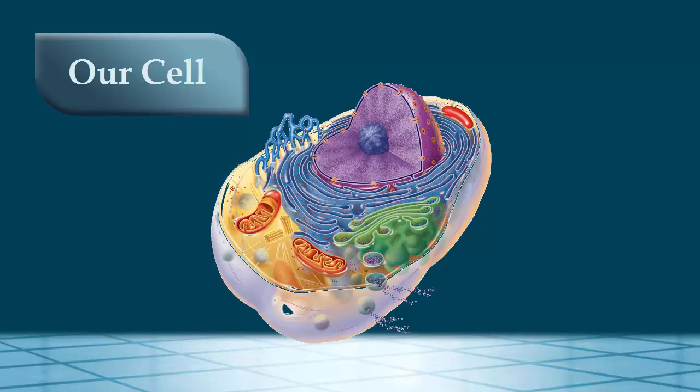It doesn't matter what we're studying in A&P, whether we're studying digestion or the muscular system, respiratory or nervous system, or even the urinary system. All of these processes are cellular processes. So with that in mind, let's take a look at the cell.